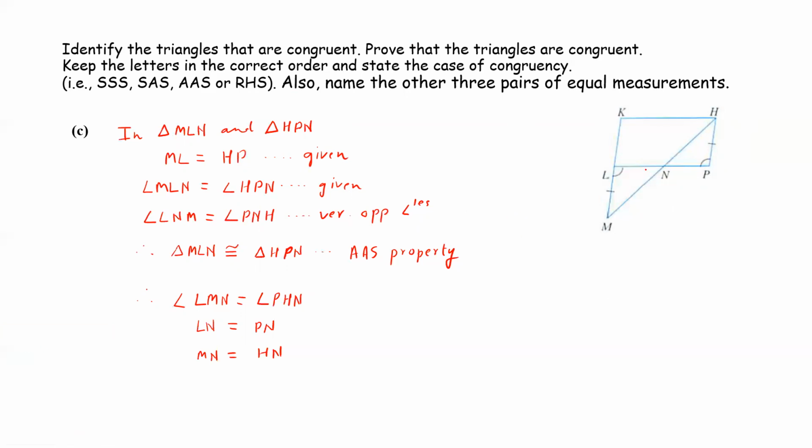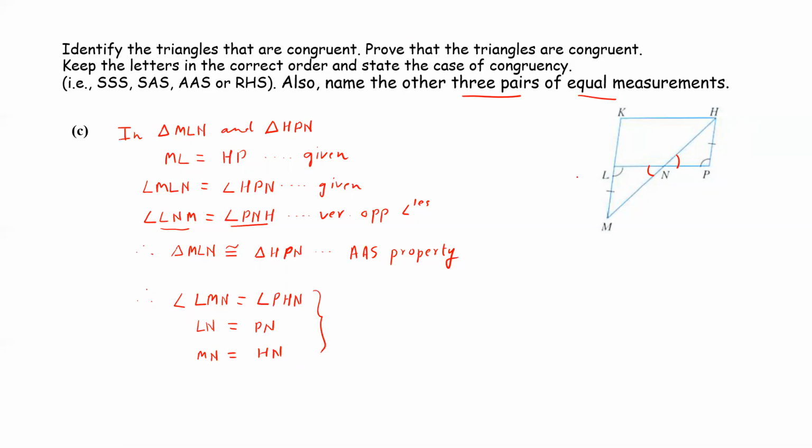So what we do is look at what you learn in maybe primary P5, P6, or maybe sec 1. This part of the angle, they are vertically opposite angles. So that's what we write in here, that angle LNM equals angle PNH. They are vertically opposite angles, and that's the reason we can say they are always equal. And therefore, in this case, we have the angle side property that can prove that these two triangles will be congruent to each other. And then the remaining three pairs of equal measurements are these.